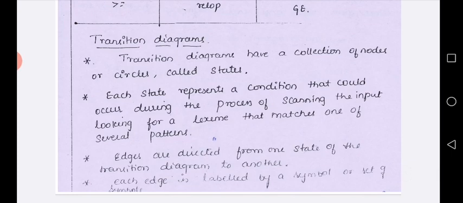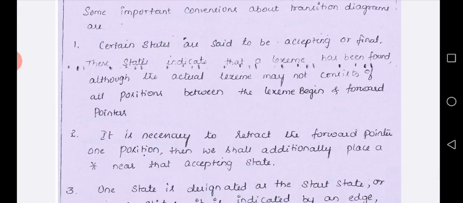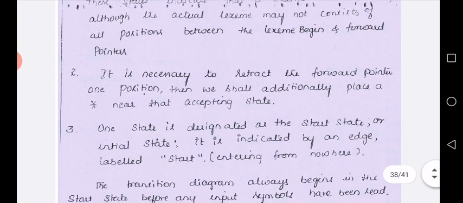Okay, that label should be identified over there. So these are the few aspects. Here you can read these things, like how we can draw the transition diagram. But here just observe the second point: it is necessary to retract the forward pointer one position. Then we shall additionally place a star near that accepting state.